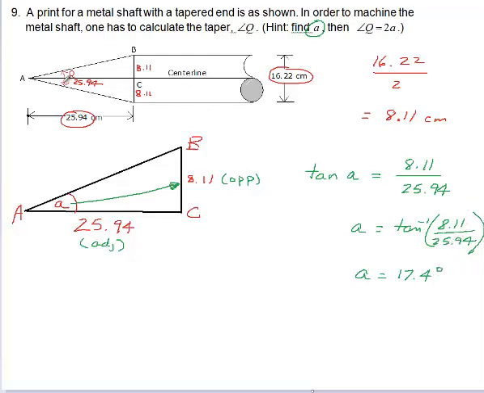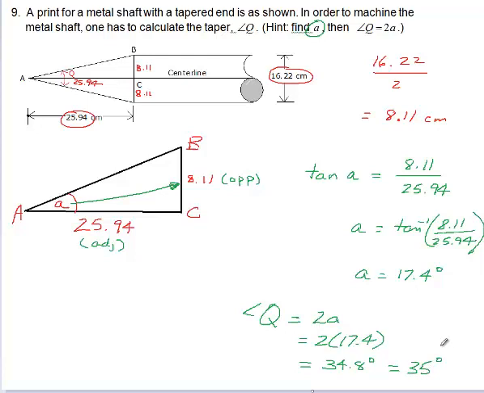Now we're looking for Q, and Q of course is the big angle here, the whole angle right there. So we need to double that value. So angle Q is equal to 2 times A, or twice A, which is 2 times 17.4, which turns out to be 34.8 degrees. Now, does it say to the nearest? Most times they go to the nearest angle. I'll say 35 degrees just to be safe. So either will do fine there.